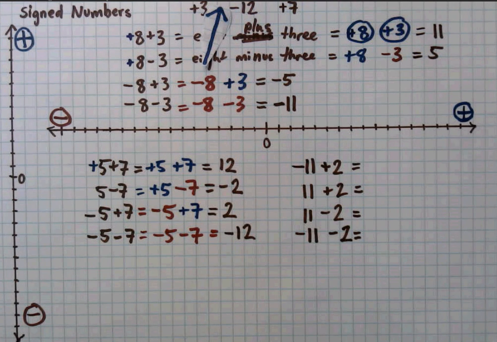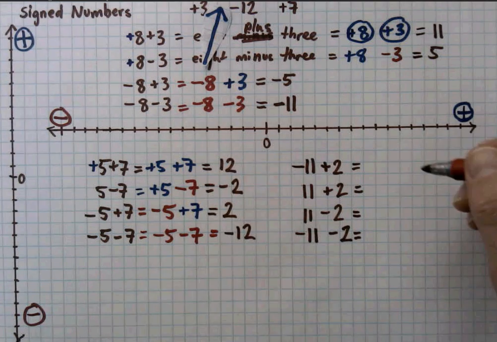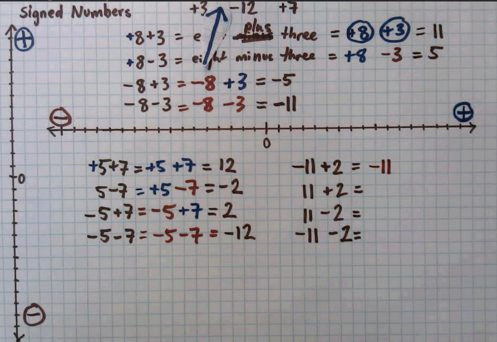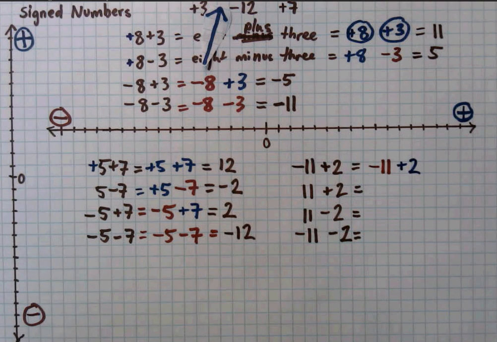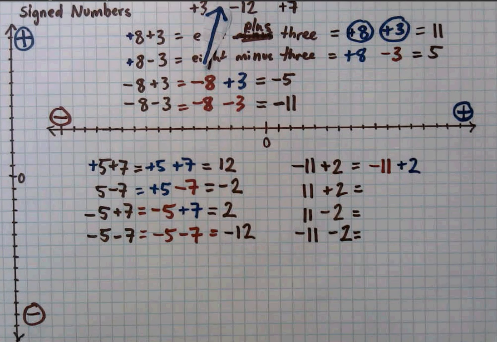A negative 11 combined with a positive 2. I owe 11, but I get 2, or I go way down below 0, 11, but then come back 2. I'm going to be at negative 9.